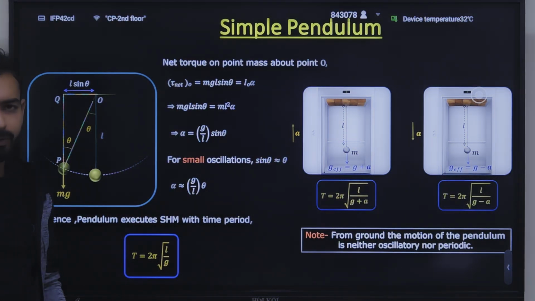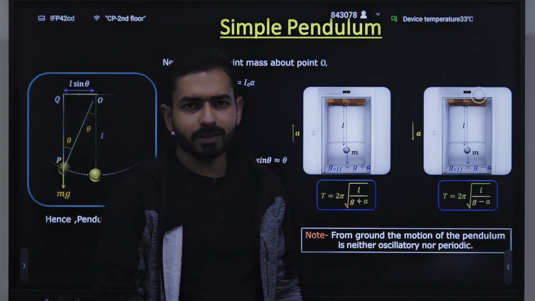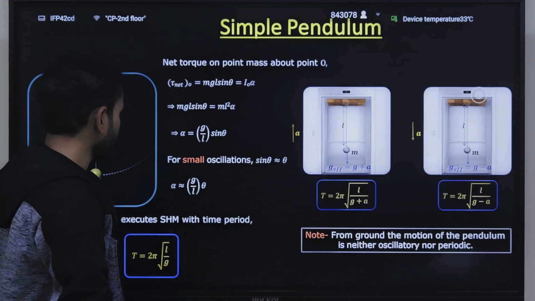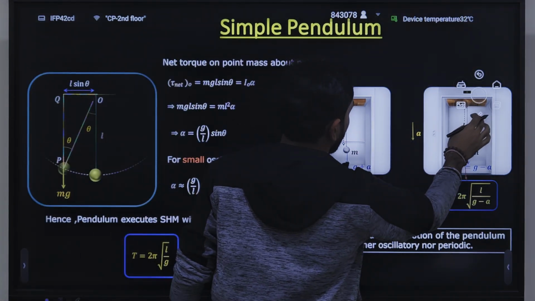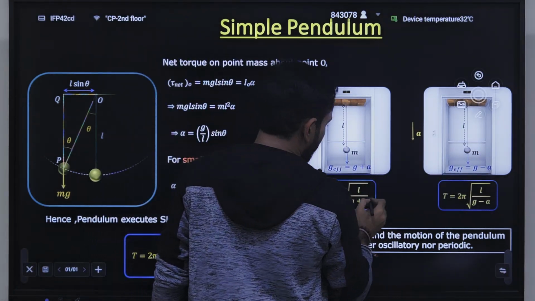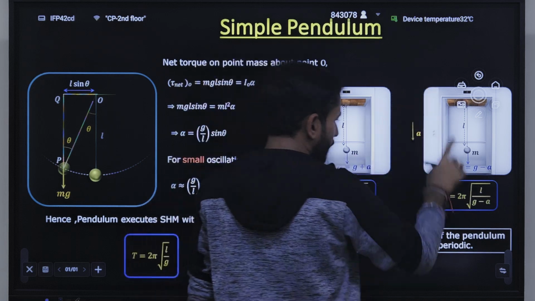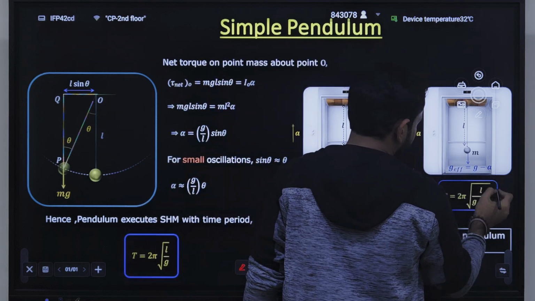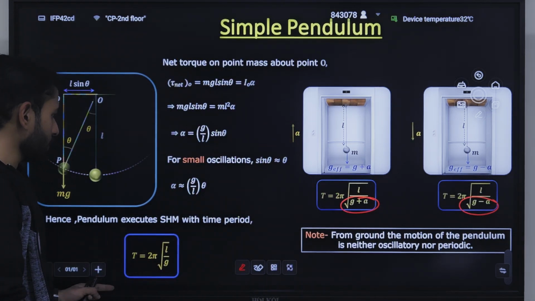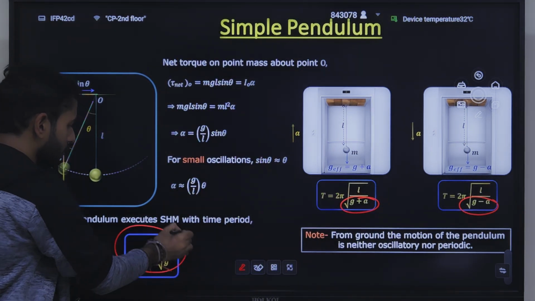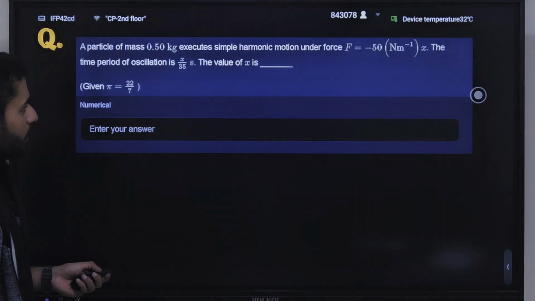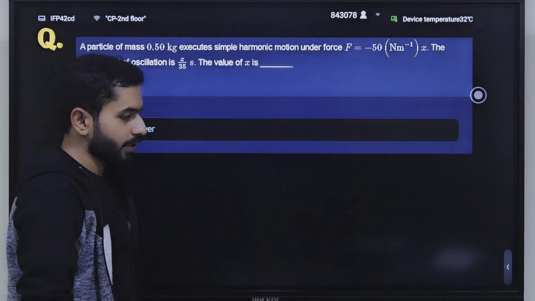Now simple pendulum, what is the formula? 2 pi root under L by G. These are very basic, standard formulas that you have to remember. Now there are two cases. If the lift is going in upward direction, G becomes G effective, and this will become G plus A. When the lift is going in downward direction, G effective will become G minus A. This way your formula changes a little bit. Otherwise the standard formula is T is equal to 2 pi root under L by G.